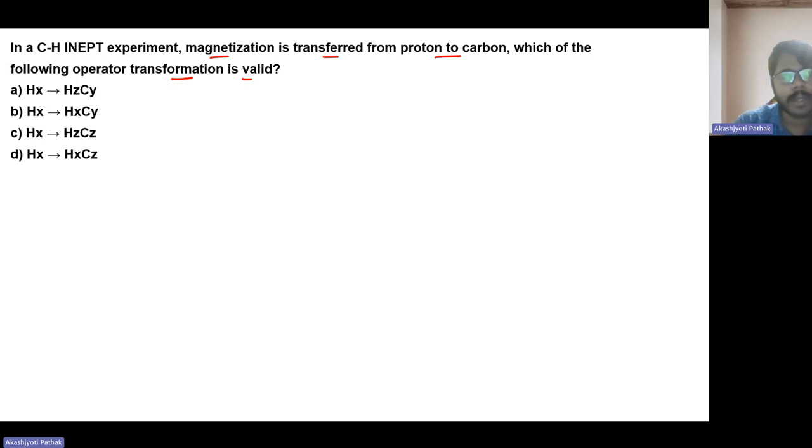So we'll try to understand a bit of this INEPT. What is this INEPT? Basically, to circumvent the issues related to selective inversions, the INEPT method. INEPT is insensitive nuclei enhanced polarization transfer. What does it do? It uses non-selective pulses for the transfer.